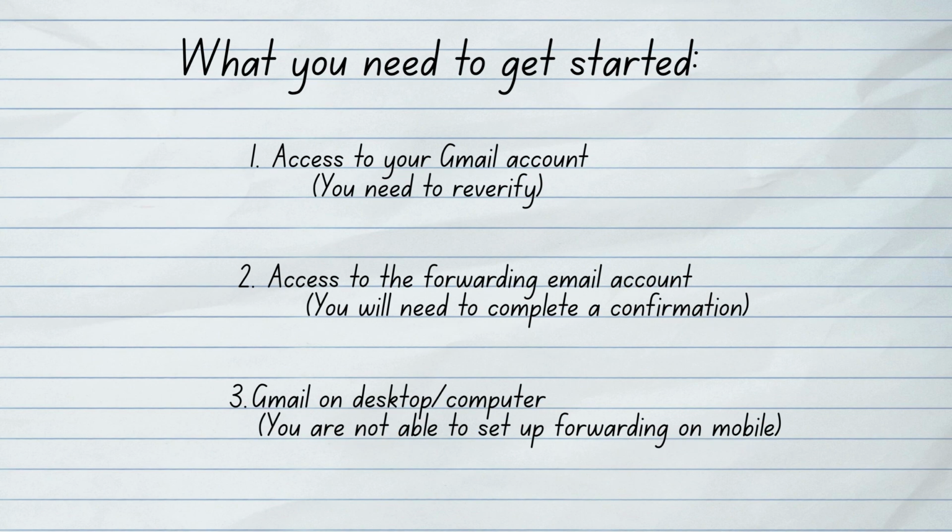Before we get started, make sure you have access to your Gmail account. For security reasons, you'll be asked to re-log in. You also need access to the forwarding email. If you're not the owner, ask the owner to forward you the email or the confirmation link. Finally, make sure you're on your desktop computer. You are not able to do this on mobile.